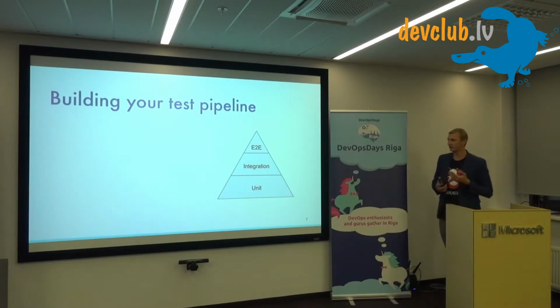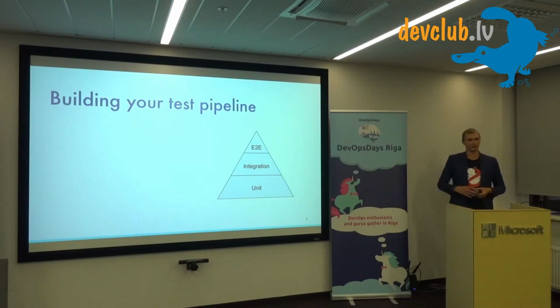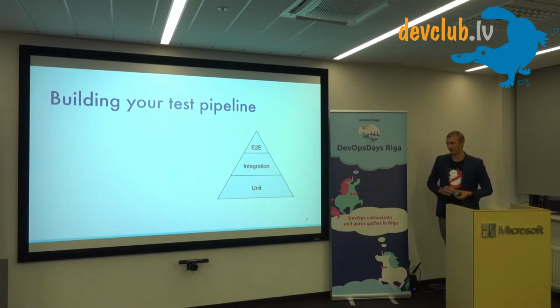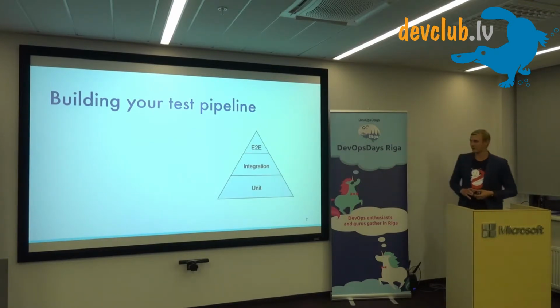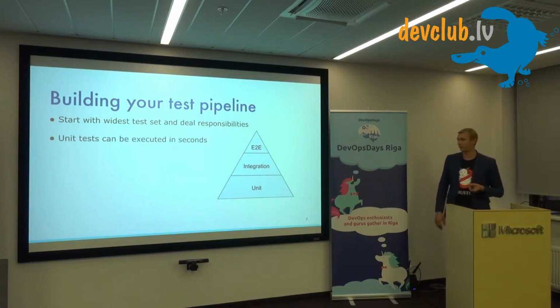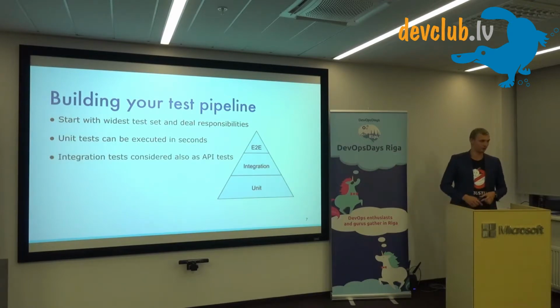I have seen that teams are relying on acceptance or end-to-end tests a lot, but they forgot about unit tests and integration test levels. And that's a bad part, because unit tests usually are the ones that we can execute in seconds. Starting from the widest test set, unit tests are the ones where we can get the fastest feedback about our code, and also we can use integration tests.